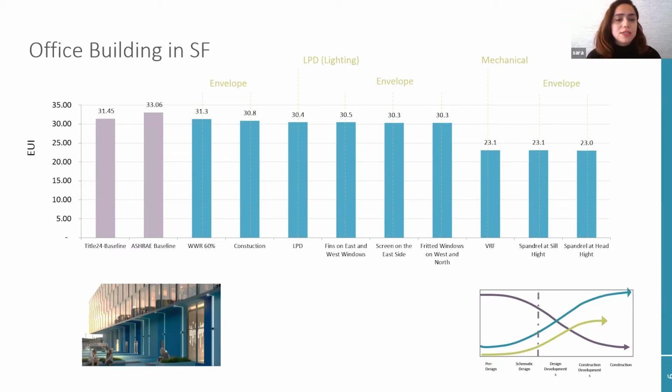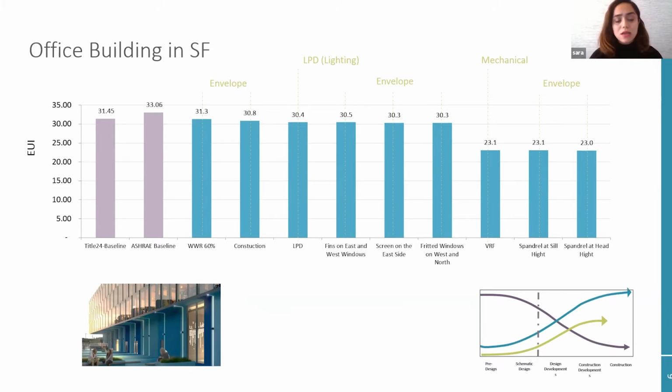In the chart, you can see that we have different alternatives. On the y-axis, we have EUI. We provided them the Title 24 baseline and the ASHRAE baseline, which is for LEED. Then we modeled the project itself, which had a window to wall ratio of 60%. We then considered different construction options and were able to lower the energy consumption. Then we did LPD analysis, lighting power density, and we lowered that.